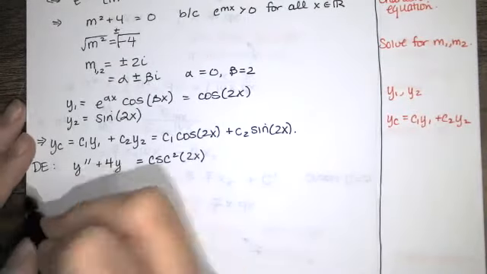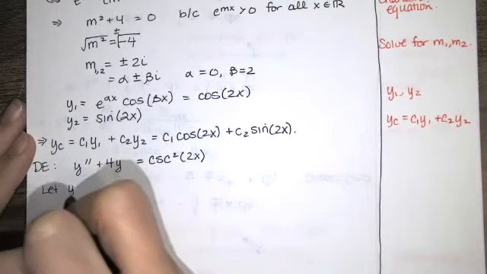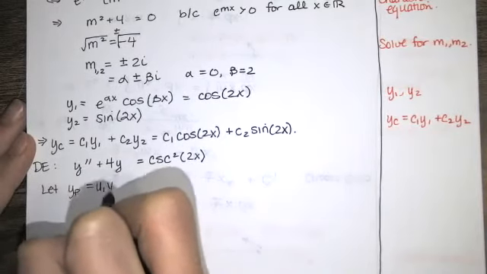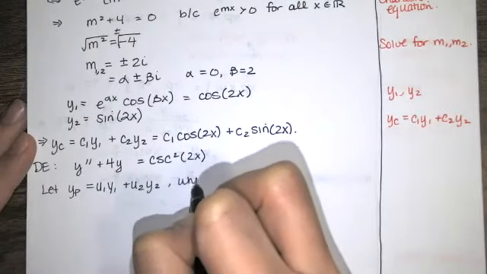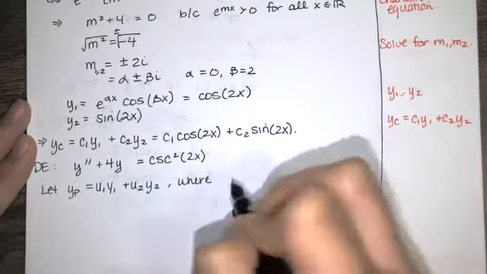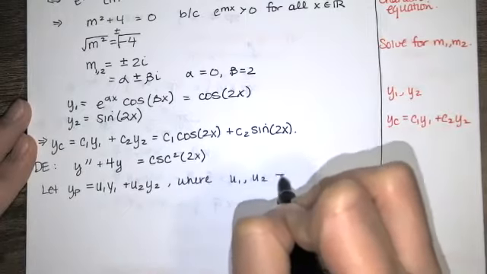So we, from here, are going to let y sub p equal u1 y1 plus u2 y2, where u1 and u2 are non-constant functions.